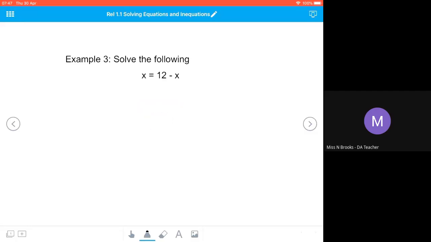The next example, we've got x equals 12 take away x. So the same thing applies. We need to gather all of our variables onto the left-hand side. This time we've got a take away x, so we need to do the inverse process. So we need to add x to the right-hand side, and that means we need to add x to the left-hand side. So we're going to end up with 2x equals 12.